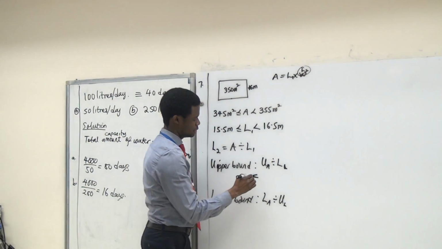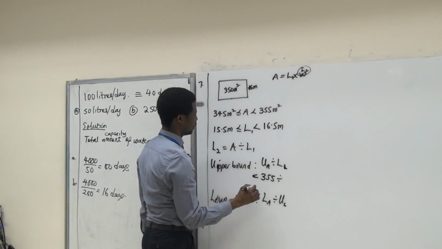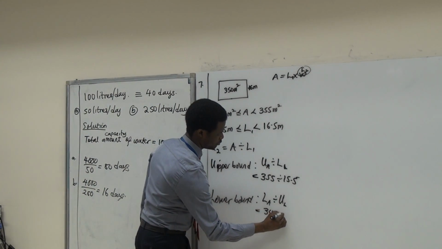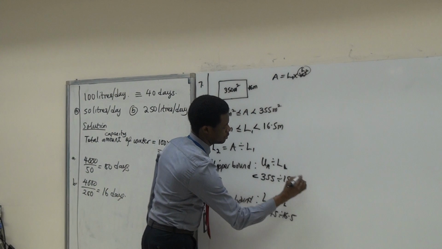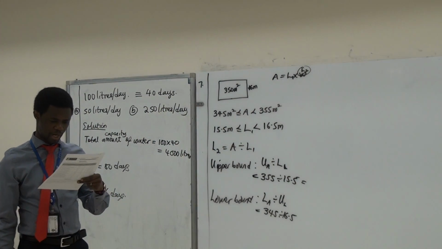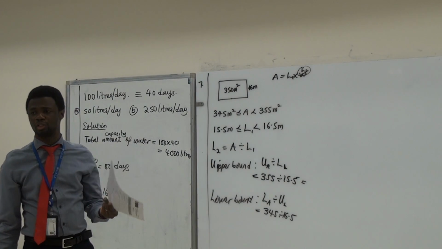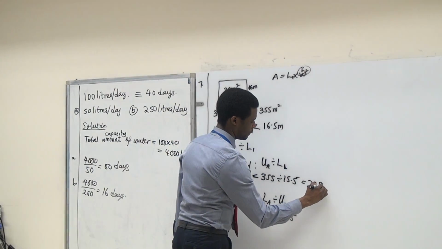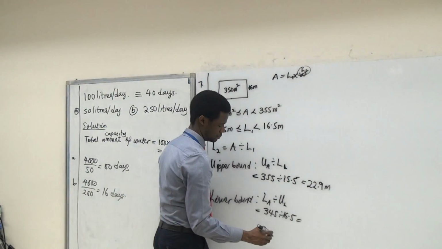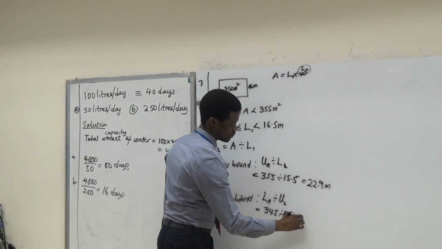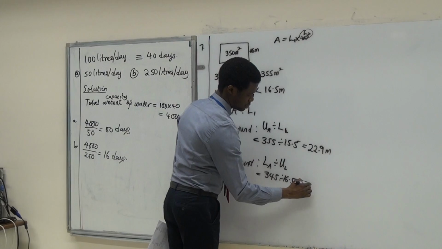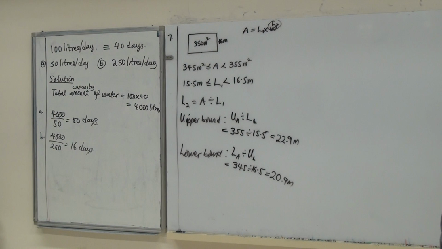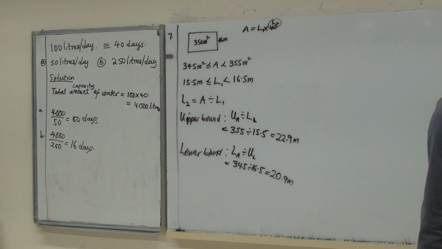Any questions? So 355 divided by what? 15.5. And this will be 345 divided by 16.5. Does this make sense? Yes. Any degree of accuracy? No. If it is not stated, you leave it in 3 significant figures. So what is this? 22.9 meter, and this will be 20.9. Any questions? Questions? Oh, yes. Okay, next.